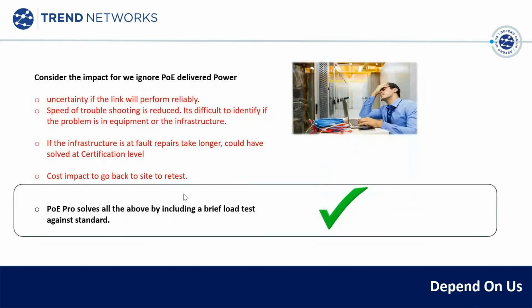So just to summarize now, we saw that our certifier saved us with the uncertainty of the cabling components. We're now starting to wrap up on the two-part process, that the part 2, we can now tick the box to say that our PoE Pro, our live power test, removes the uncertainty that will the link perform reliably, and the speed of troubleshooting is reduced.